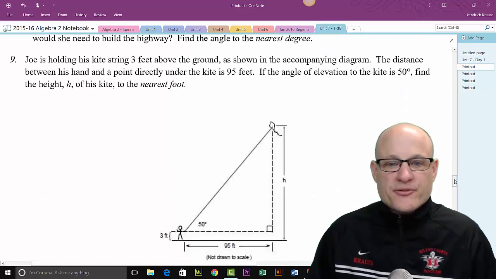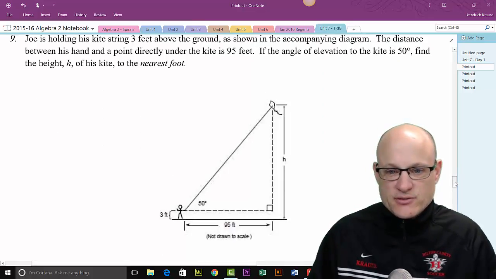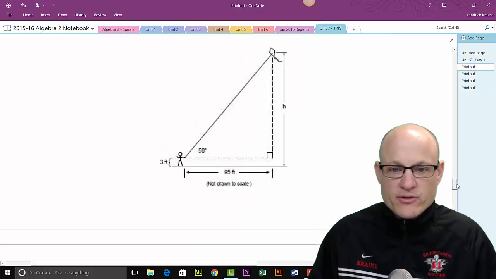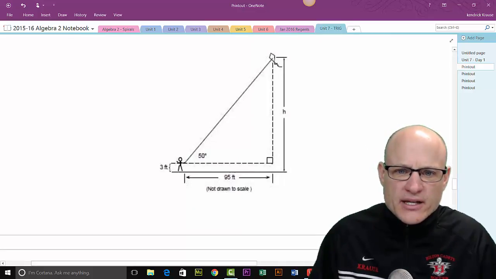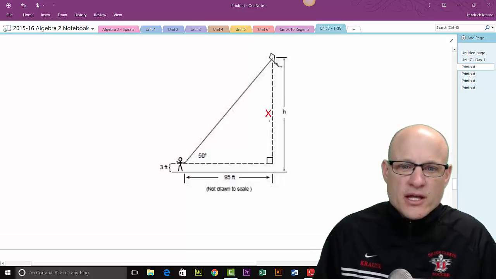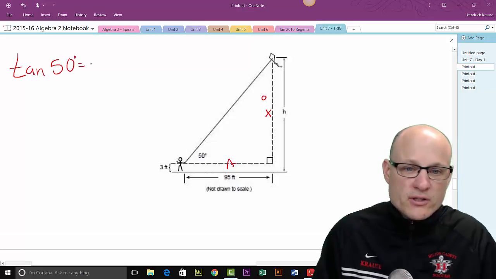All right, kids, next one. We want to find the height of this kite. Let's speed things up a little bit, because otherwise this video is going to be like 10 hours long. First thing I need to do is find this length right here, which I'm going to call x. That's opposite and adjacent, so that's tangent again. This time we have tangent of 50 degrees equals x over 95.